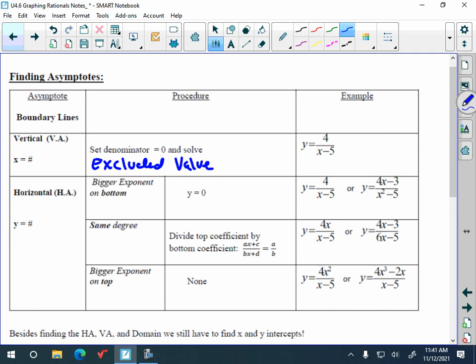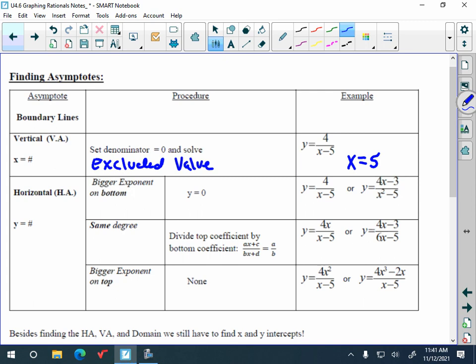So here's an example. y equals 4 over x minus 5. What would the vertical asymptote be? Good. So we're going to write x equals, start with x equals always. The excluded value is positive 5, so x equals 5. Okay, so we're going to always write this as the equation of a line, x equals 5.